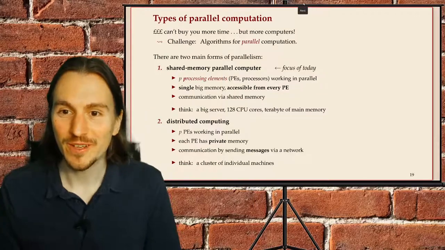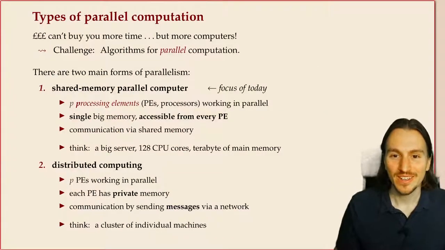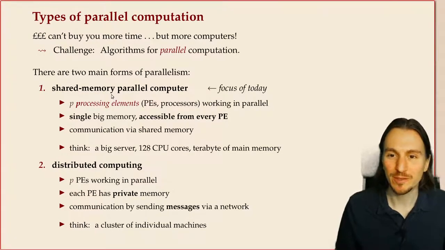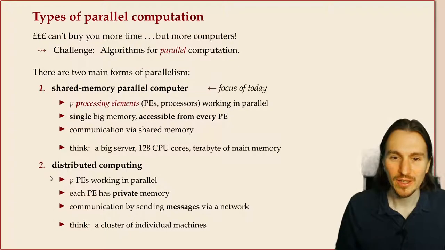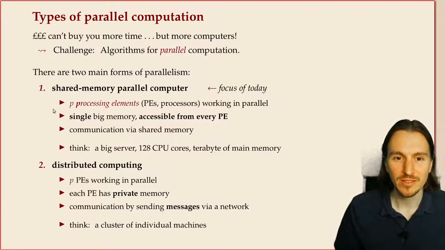That's enough of advertisement. The two types of parallelism are basically shared memory parallel computers and distributed architectures. Both are important, and both have their place in algorithms. Distributed computing is maybe a little less understood, and therefore I'll leave it out of this discussion. There are many interesting algorithms here as well, but we'll focus on the shared memory parallel computer. So what do I mean by that? Again, this will eventually be a formal model of computation. For now, let's just keep it a little informal.